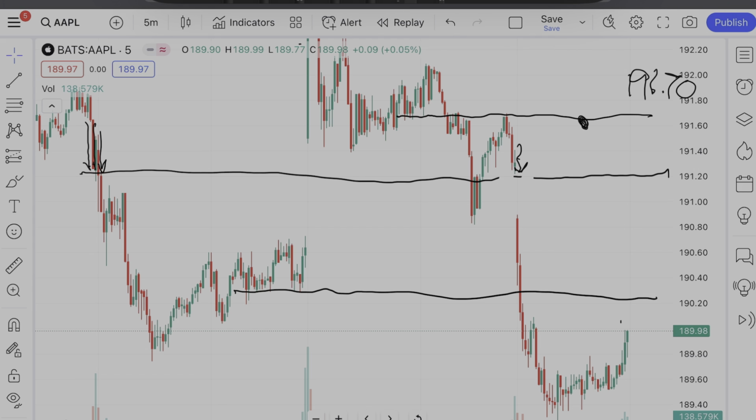Well, no, not the first place. First place of exit is 191.20, because I expect it to fill the gap, and it could bounce down after filling that gap. So 191.20, then 191.70 is the next level if it breaks through 191.20. And then after that, my last level would be right here, right above 192.